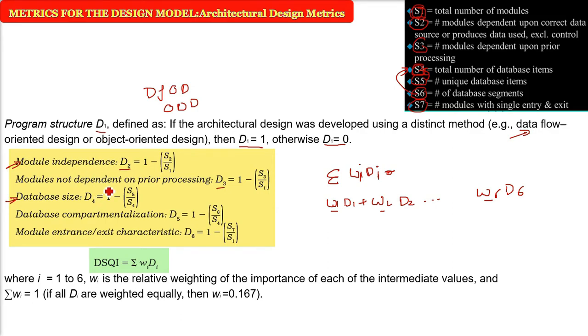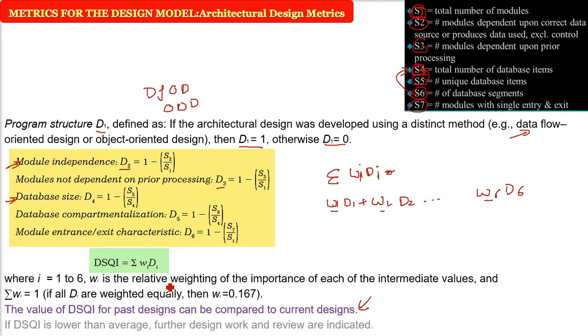The weights have to add up to 1. If all these D_i are weighted equally, then each W_i will be 0.167. The DSQI value you got will be compared to past designs. If the DSQI value is lower than the average you got earlier, it indicates that you need to work on your review and design work.